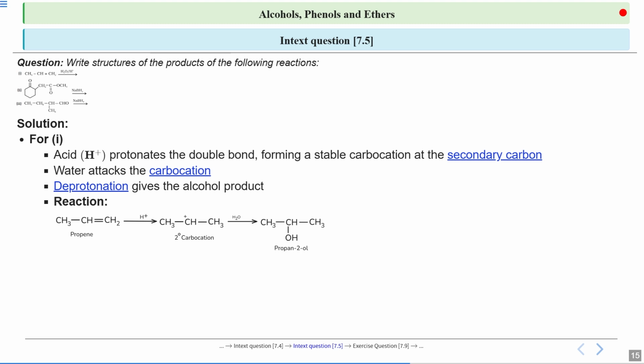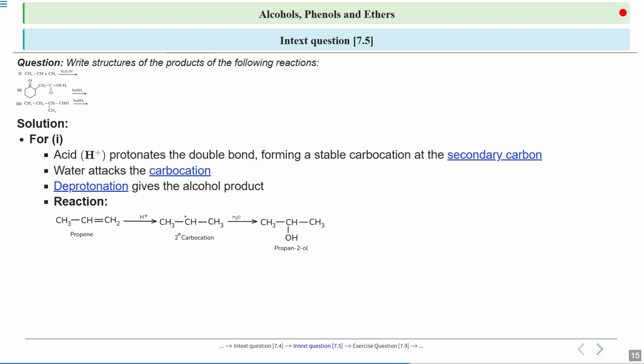Now the water molecule will attack this carbocation and form CH3, CH and O positive HH. Okay, now what will happen? After the deprotonation process, you will get an alcohol product. So one H positive will be removed, and the oxygen will attract the hydrogen-oxygen bond electrons towards itself and form a stable alcohol, that is propan-2-ol.